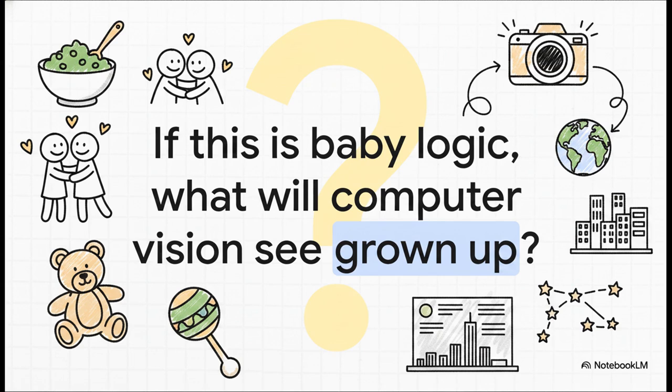And that leaves us with one final thought. If these fundamental building blocks of computer vision can really be understood with mashed peas and group hugs, it just makes you wonder, right? What incredible things will computer vision be able to see once this baby logic truly grows up?